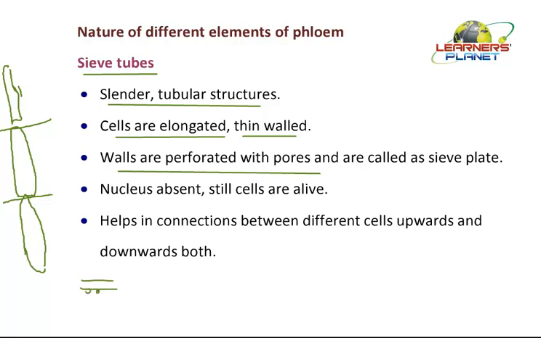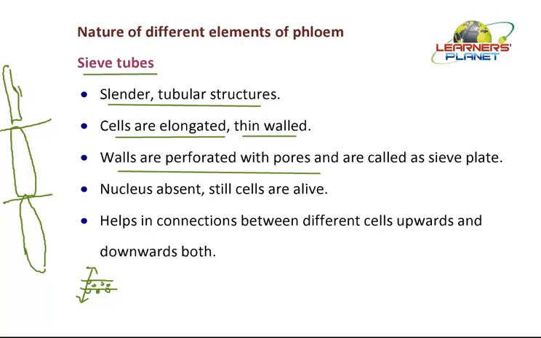Let us say this is the junction. These walls have gaps in between, and because of these gaps, the cells are able to intercommunicate with the cells present below and above. So these help in the intercommunication of these cells. They have pores in between, so they are called sieve plates. And as they are arranged one above the other, they form a kind of vessel.